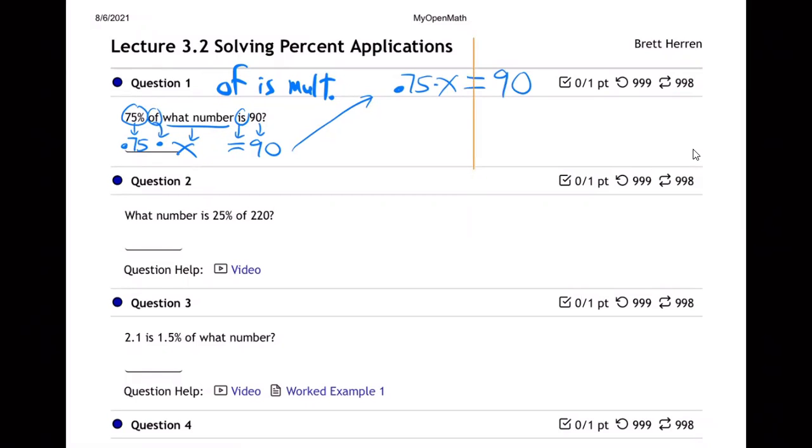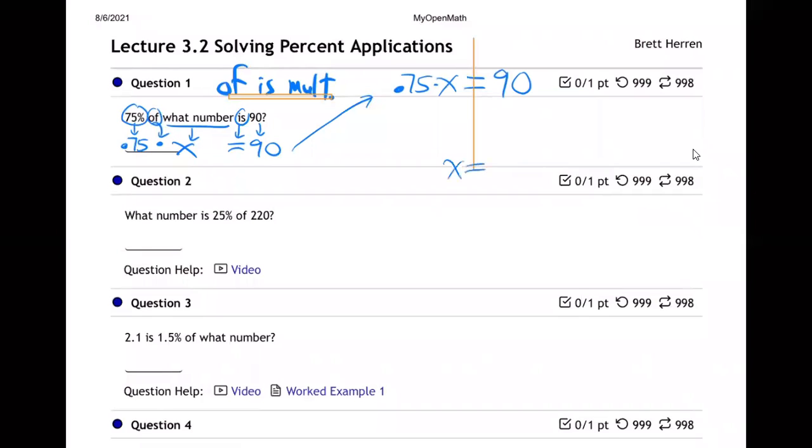0.75 times x, because of is always multiply. Remember that of in word problems is always multiply. 75% of what number is 0.75 times x, because what number, that's something we don't know. So that's just x. Is equals 90. All right, and you know what x wants? X said, I want to be alone. I want to be alone.